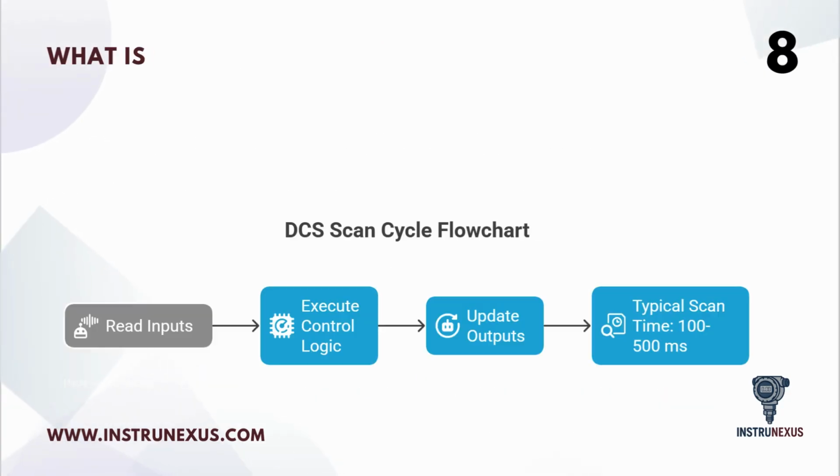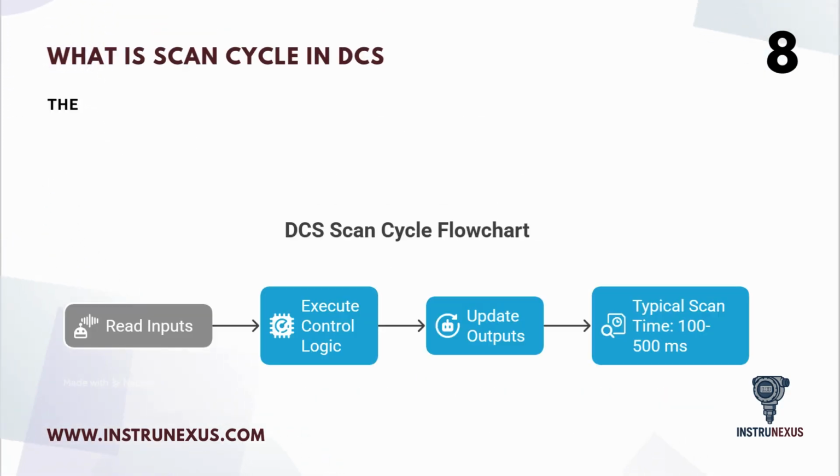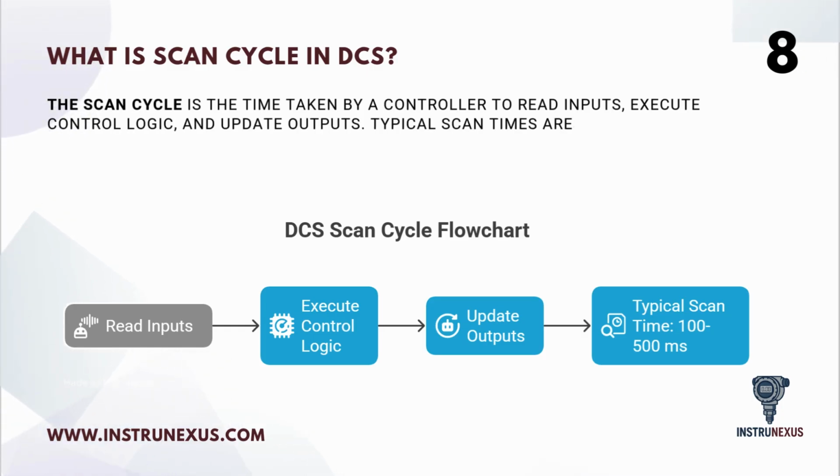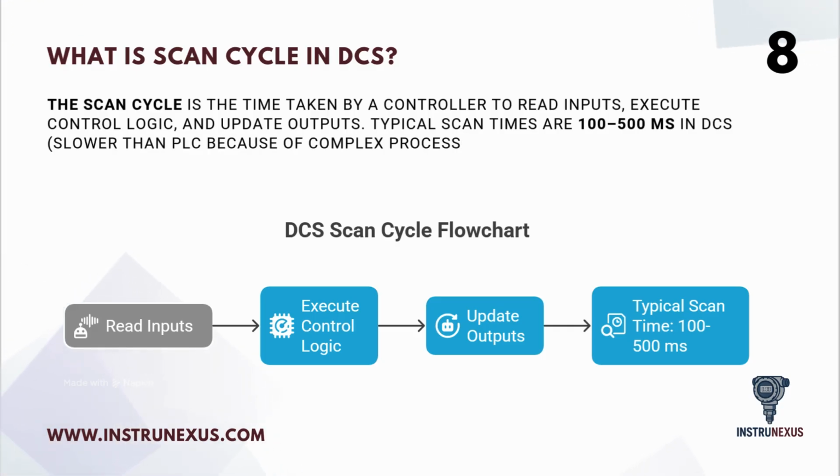What is scan cycle in DCS? The scan cycle is the time taken by a controller to read inputs, execute control logic, and update outputs. Typical scan times are 100 to 500 milliseconds in DCS, slower than PLC because of complex process control functions.